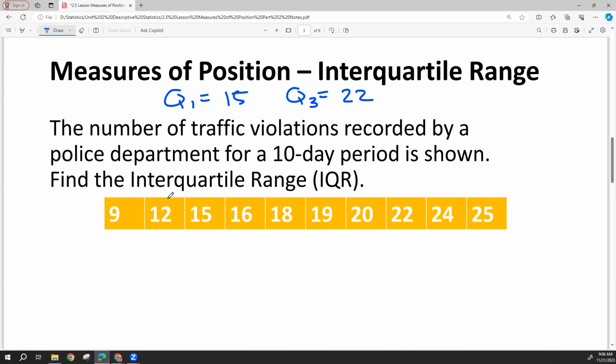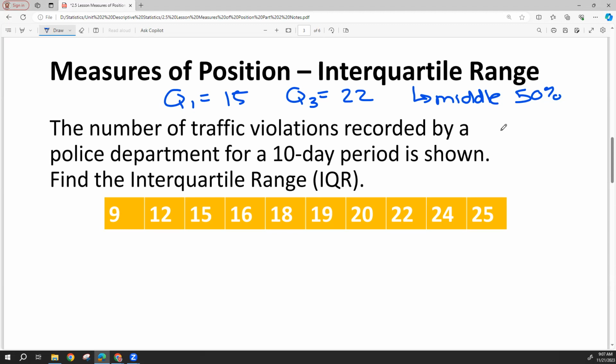So we found range earlier in data sets. The range was the maximum minus the minimum. It told us how spread out our entire data set was. Interquartile range tells us how spread out the middle 50% of the data is. So our Q1 and Q3 cut off the middle 50%.